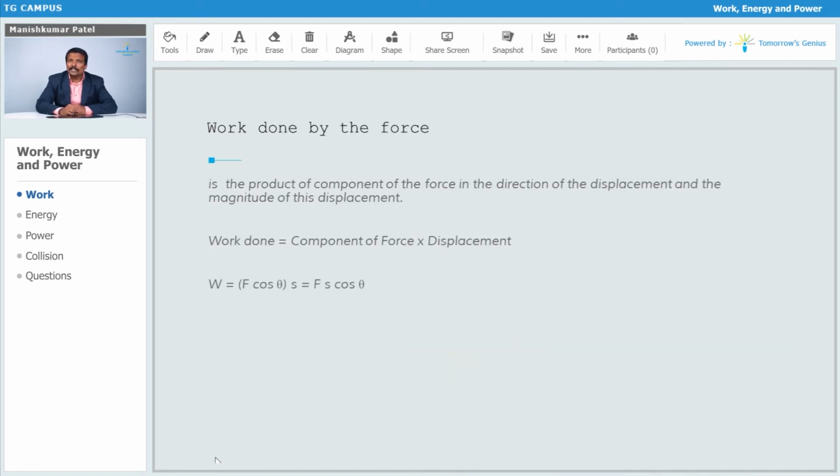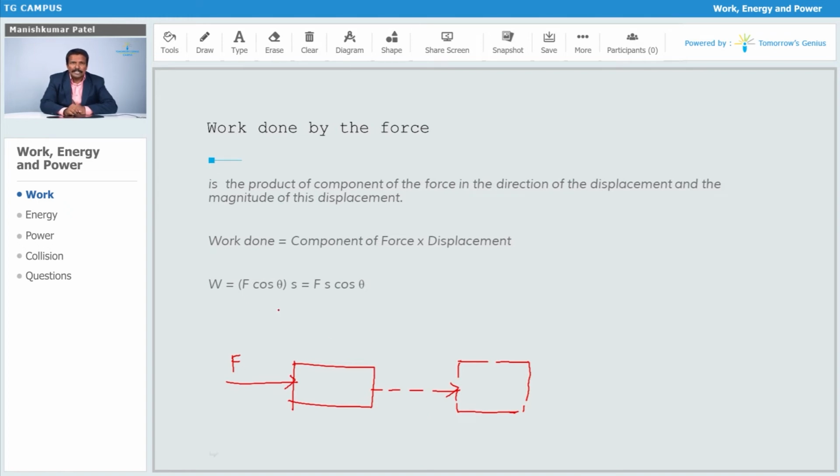So again, the work done by a force is simply the product of the component of force in the direction of displacement and the magnitude of the displacement. Whenever I apply a force on, let's say, a block, and the block is displaced in the same direction, as in this case, then I can say the work has been done.